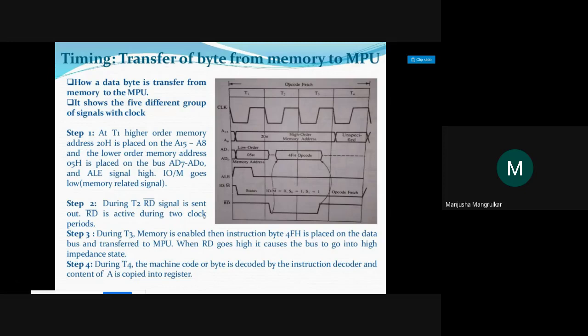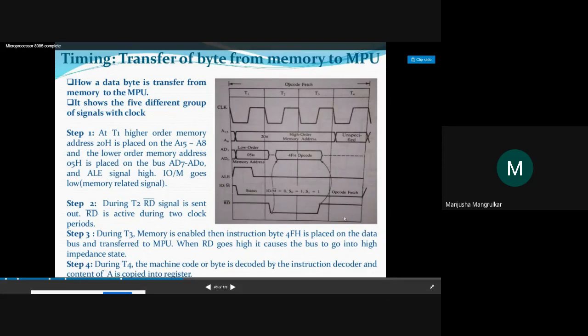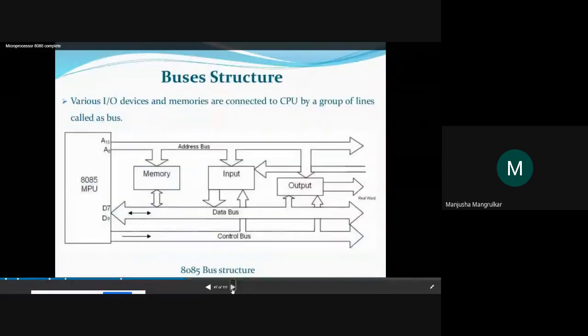During T4, the machine code or byte is decoded by the instruction decoder and it contains the copy of A into register C, right? In this T state, this cycle, it will perform the operation. So this is called the machine cycle. This is for the opcode fetch, for those having only one byte of instruction, right?